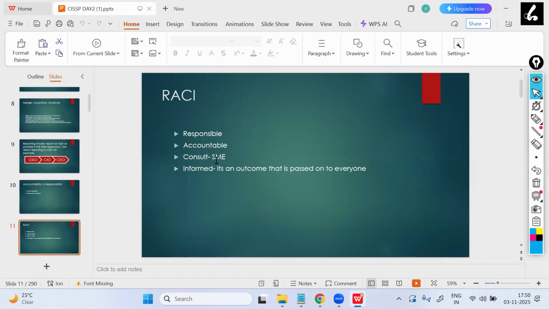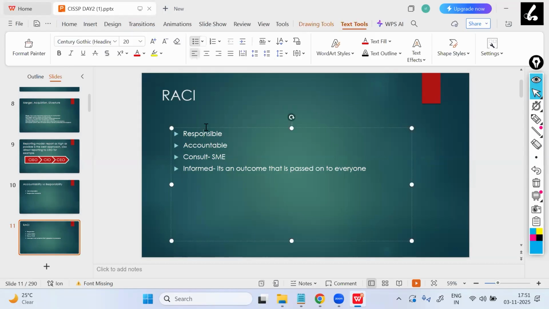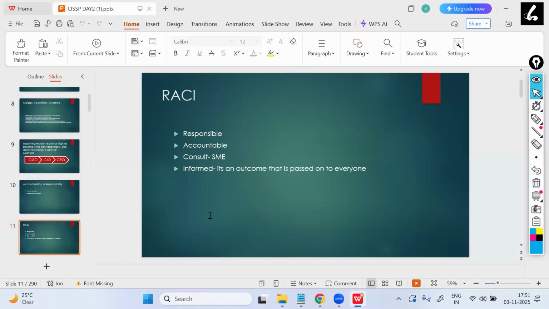Consult is the person who will be consulted. Let's suppose an engineer is making a change in off hours and the change goes wrong, then who will that person consult? Who will be the on-call person? Who will be accountable in case something goes wrong, and who is implementing that? Responsible is the person who is doing that particular task.